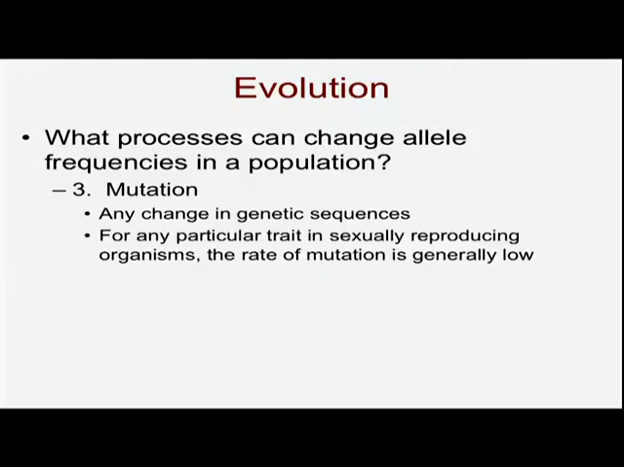Okay, so the next one is mutation. Now, pretty much all the genetic variation that we see on this planet is due to some sort of mutation at some point, right? The DNA sequences in our chromosomes determine what the organism looks like and what it acts like, right? It's the instructions for everything about that organism.